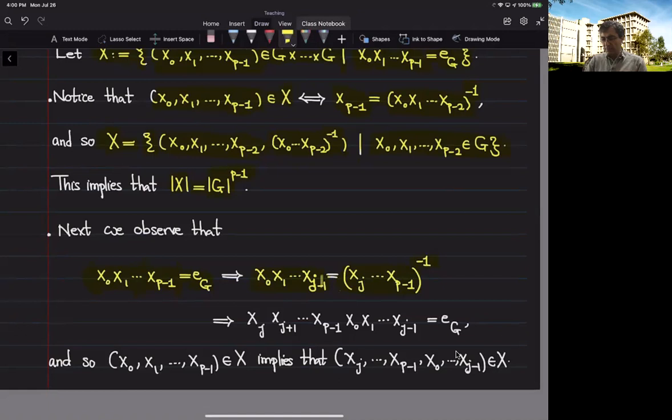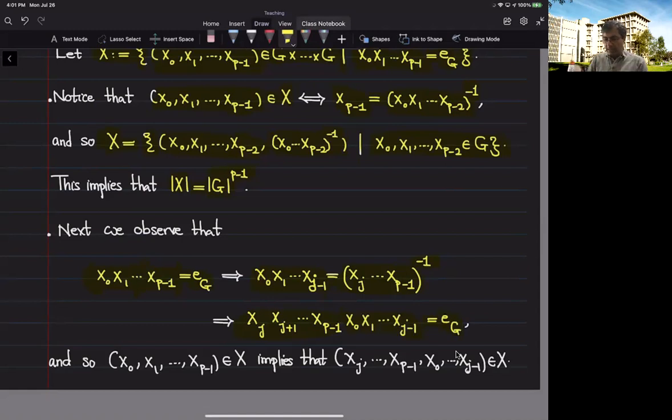Now, when I tell you that this is the inverse of the other one, it doesn't matter if I multiply from this side or the other side, I end up getting the neutral element. So instead of multiplying them like this, I can put it behind, and I will end up getting the neutral element anyway. So as I put these behind, I get that the product x sub j times the next one till x sub p minus 1, and then starting from x sub 0, x sub 1 up to x sub j minus 1, this product is still the neutral element.